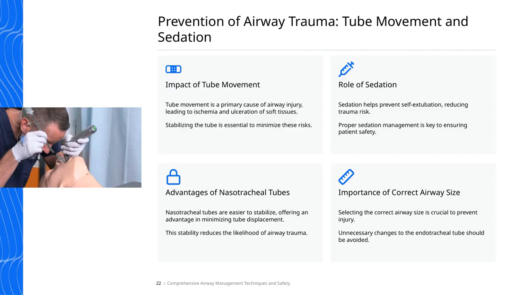Finally, let's remember that tube movement is a primary cause of airway injury. Movement can lead to ischemia and ulceration of the soft tissues, which are serious issues. Stabilizing the tube effectively is essential to reduce these risks and protect the patient's airway.